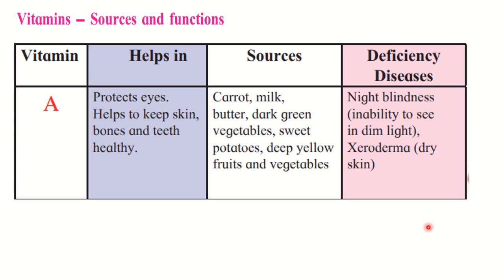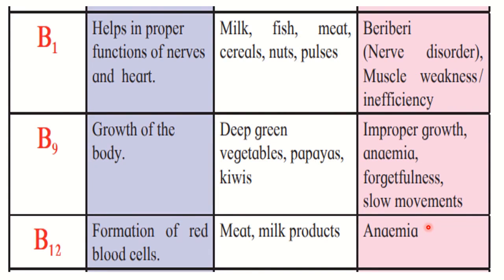Now let us go towards vitamin B. There are different types of vitamin B, which we have seen previously also. The very first type here is B1. It helps in the proper functioning of our nerves and heart. So it is very important for our body, because the functioning of nerves and heart should be proper. Then only we can live a healthy life.